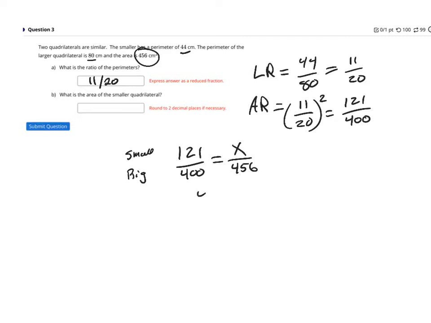When you cross multiply, you get 400x is equal to 55176. Then divide by 400, and you end up with x is equal to 137.94.